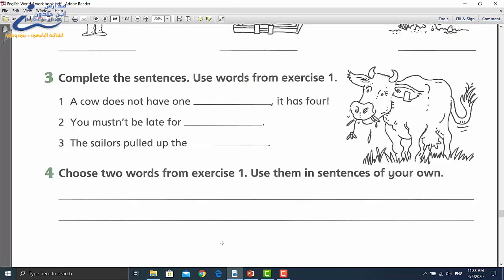Let's move to exercise number 4. Choose 2 words from exercise 1. Use them in sentences of your own. You can write about your school. Very good. I go to Ibn Khaldun school. Yes. I love learning English at school.